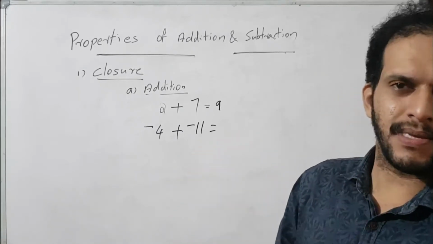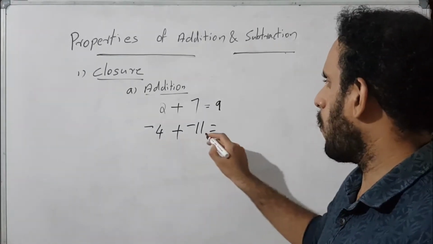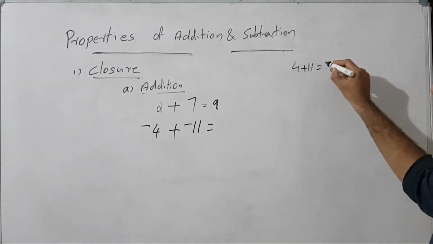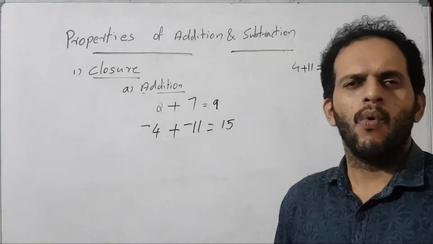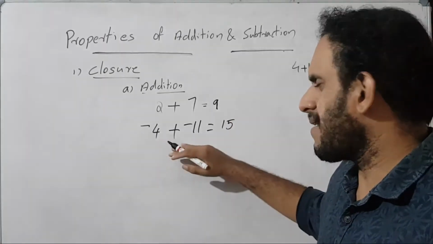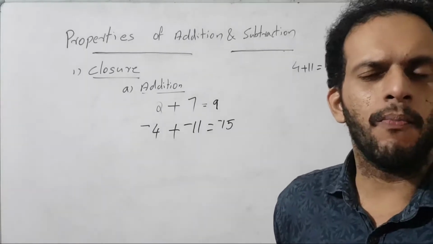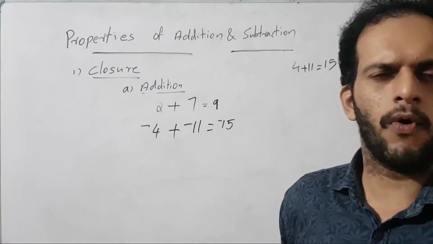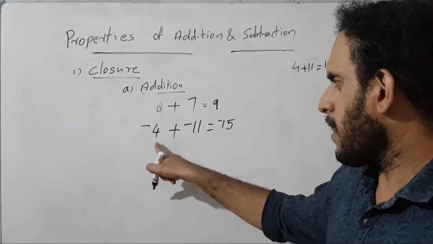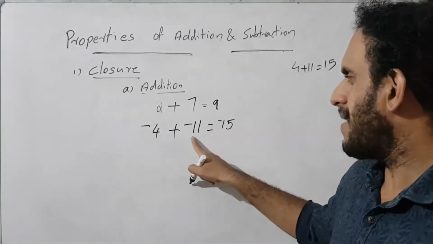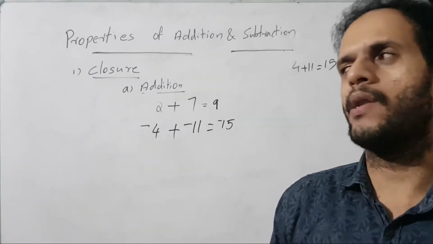When both have the same sign, we add the numbers. That means we add 4 plus 11, which is 15. Then we write the number 15. So, what is the sign of 15? Both numbers are negative, so the answer is also negative. So -4 plus -11 is -15. We know -4 is an integer, -11 is an integer, and the answer -15 is also an integer.